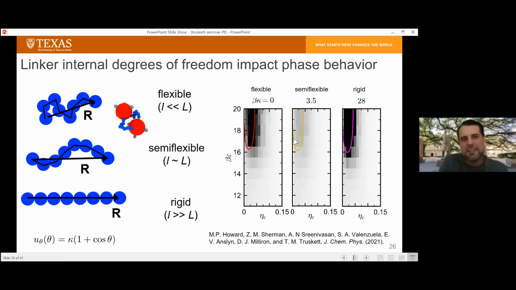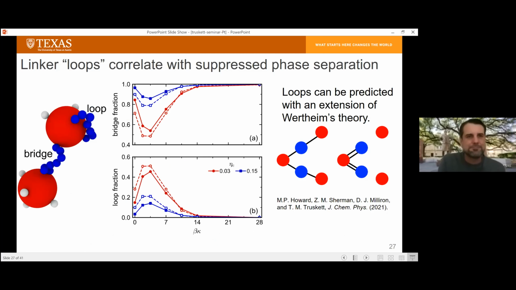So there actually is no phase behavior, even when the ends become quite sticky for semi-flexible polymers. And then when you go to rigid, the phase transition reemerges in all its glory. And so there's a non-monotonic trend here. Phase behavior is a function of linker flexibility.